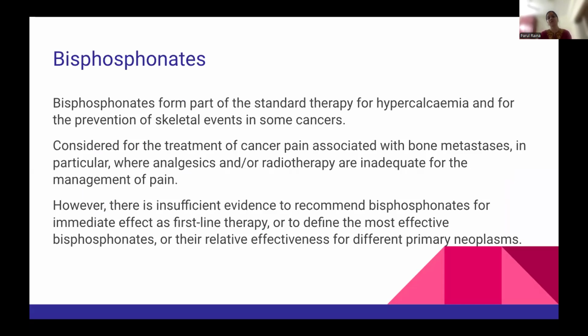Coming to the bisphosphonates, these are usually standard therapy for hypercalcemia patients and for the prevention of skeletal events in some cancers. It is also used in bone metastasis, but we have to remember that they are not used as a first line therapy. They are only used when the primary main therapy for the bone pain has failed.